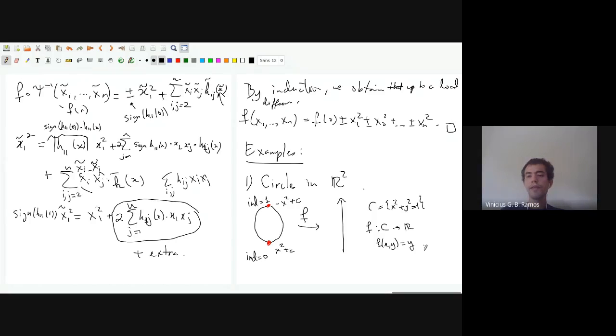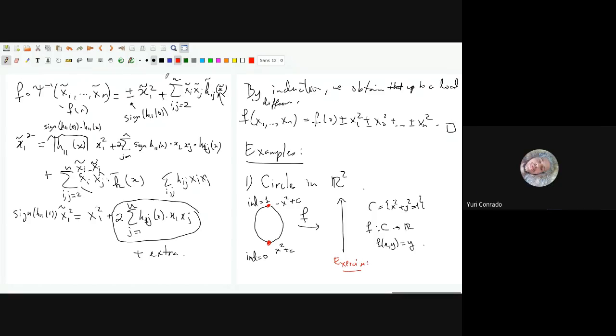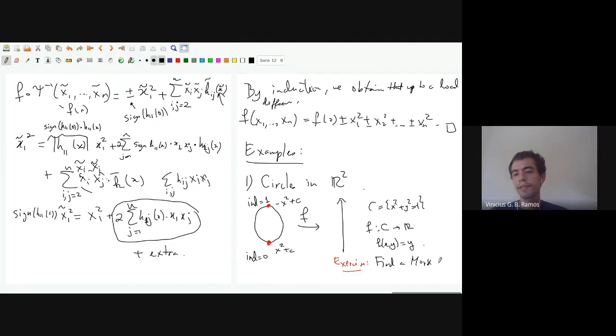So maybe I can set this as an exercise: to find a Morse chart explicitly near minus 1, 0, and 0, 1.